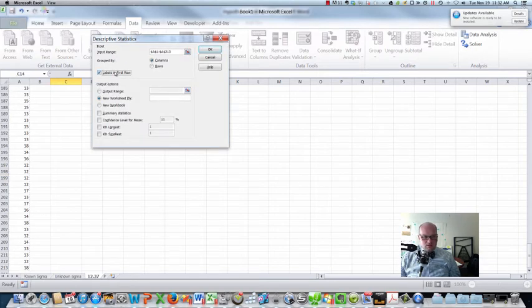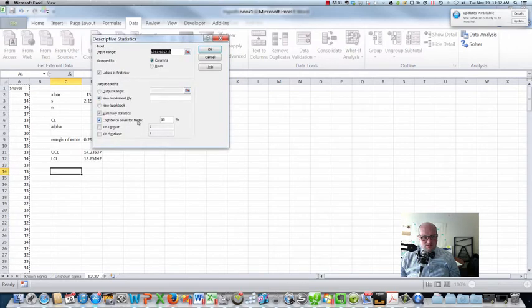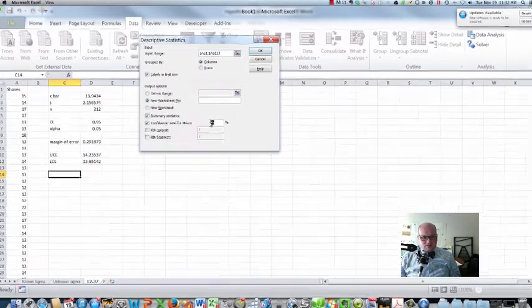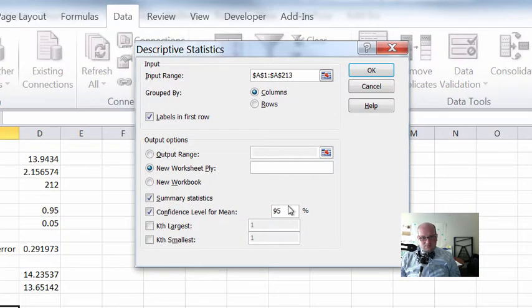And I put the label there. We want the summary statistics checked, and then here it is, confidence level for mean. So I can just check that and make sure it says the confidence level I want. So 95% is the default. That's what I want, so that's good. And then let's just put it where we want it, right there, and click on OK.